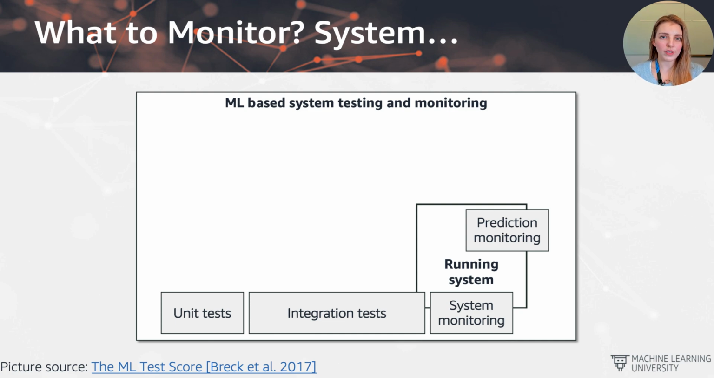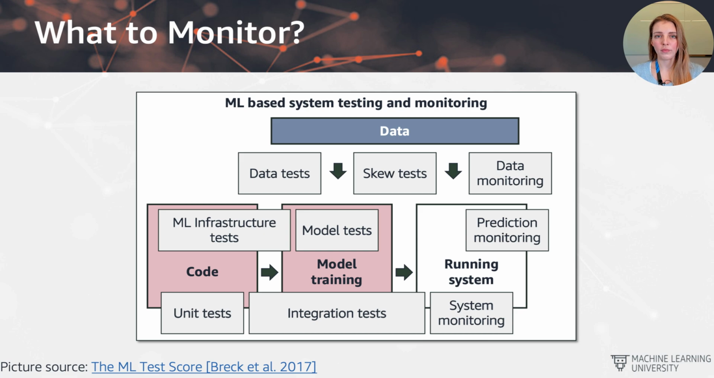So we have a whole lot of tests here, unit tests, integration tests, and we can also perform system monitoring. So it might be that suddenly we see a spike in CPU usage, and that could indicate that something is indeed going wrong. The full picture now then is going to be here, where we have the data in combination with the code and then the running system as a whole.